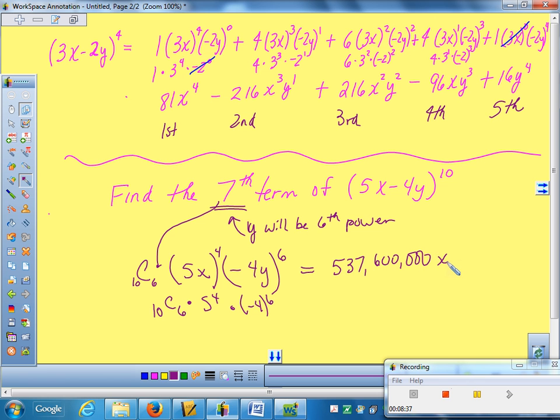X to the what? X to the 4th, y to the 6th. X and y are easy. It's that front number. You can see how big these can get. If you start doing a 10th power, these numbers can get whopping big very, very quickly.